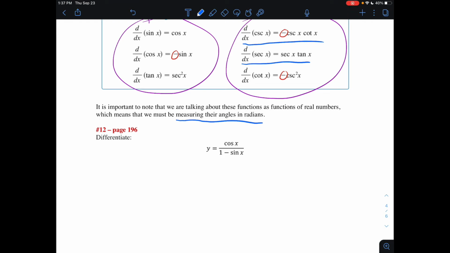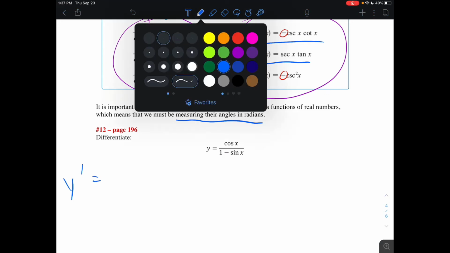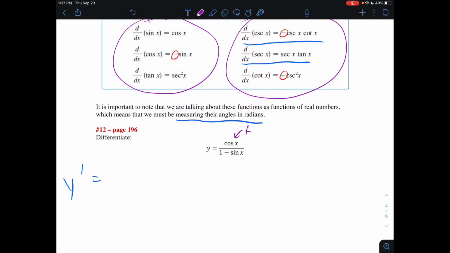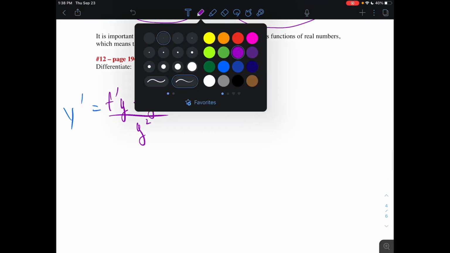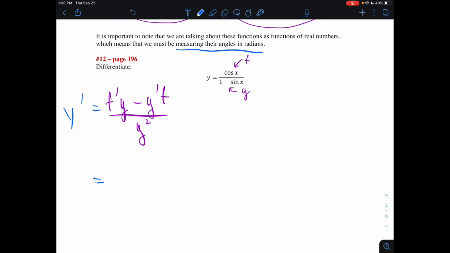So first, let's look at number 12 on page 196, and we're just going to differentiate y equal to cosine x divided by 1 minus sine x. And we're just going to use the quotient rule. So the numerator is f and the denominator is g. So again, we want f prime g minus g prime f divided by g squared. So in this case, f prime is the derivative of cosine x. That's negative sine x. G is 1 minus sine x.